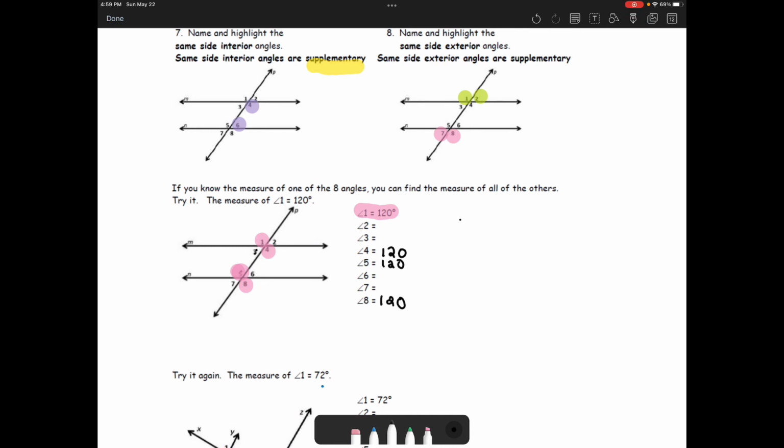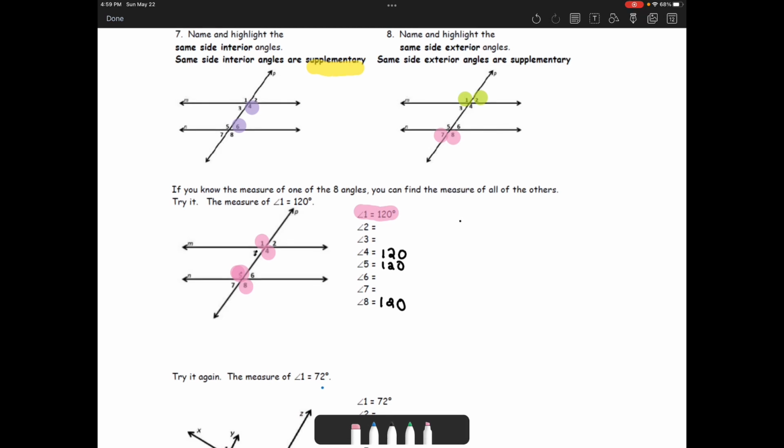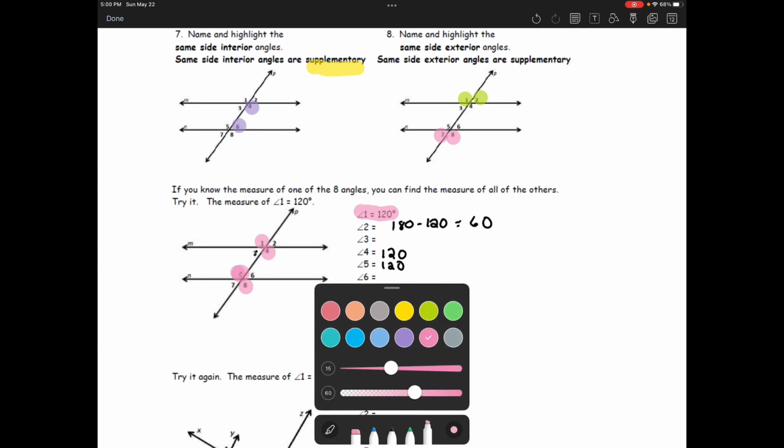Now what do I know about 1 and 2? 1 and 2 are same side exterior. So since 1 and 2 are same side exterior, that means they're supplementary. So to find 2, it would be 180 minus 120, which is 60. So now I know that angle 2 is 60.